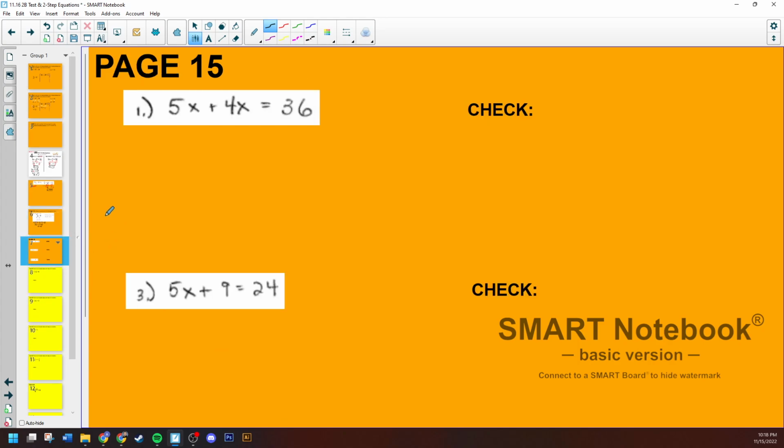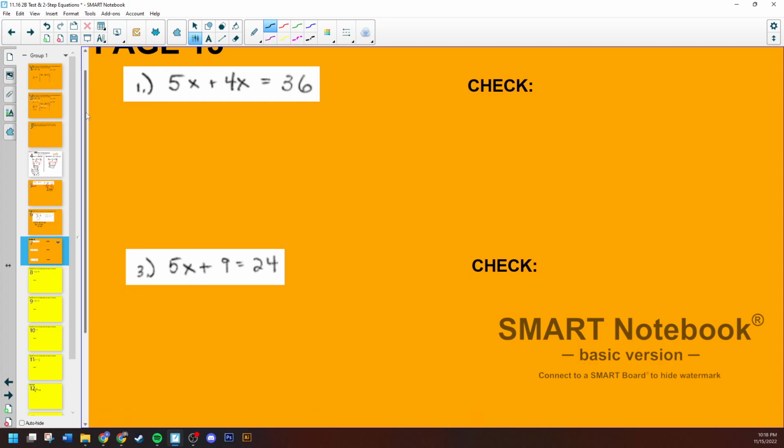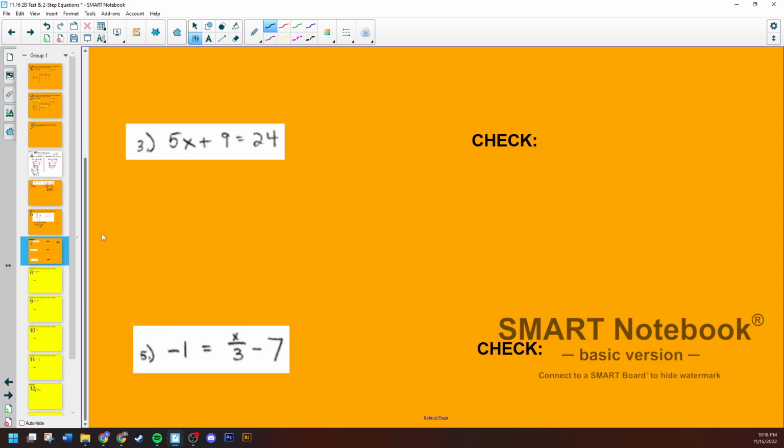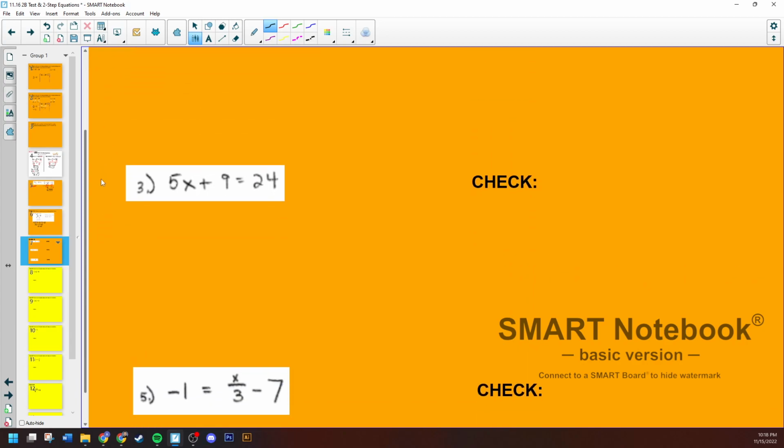All right, if you want to go ahead and pause here on 15, there are 3 other problems. We have 5x plus 4x equals 36. I'm not going to read them all for you, but I want you to complete these problems. So that's number 1, 3, and 5.